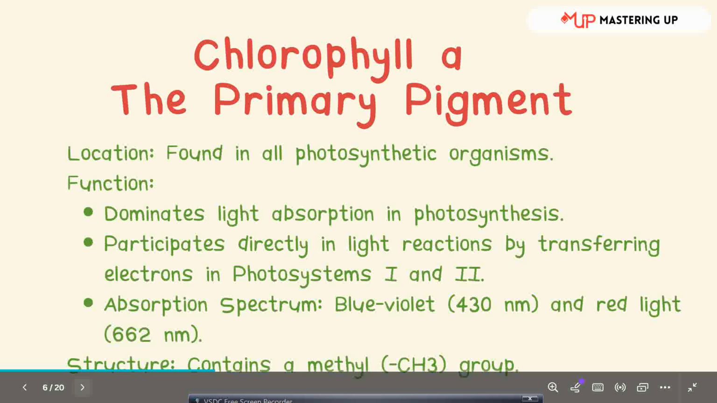Now the absorption spectrum: all these chlorophylls have different absorption spectra. That means they absorb various wavelengths of light. In chlorophyll A, the absorption spectrum is blue-violet, about 430 nanometers, and red light, about 662 nanometers. In these regions of the spectrum, light is absorbed. Now the structure: it contains a methyl group, that is a CH3 group. A methyl group is present in chlorophyll A.